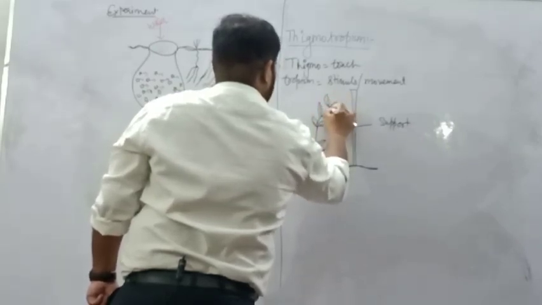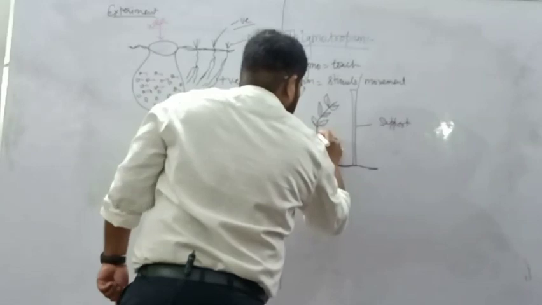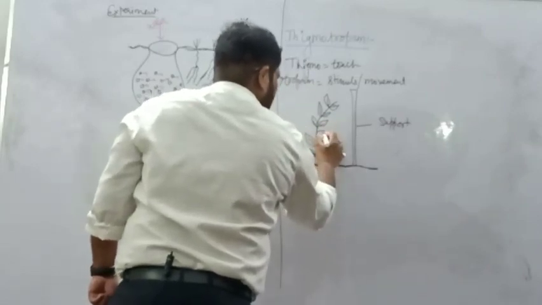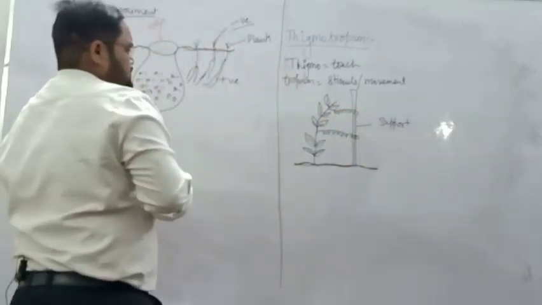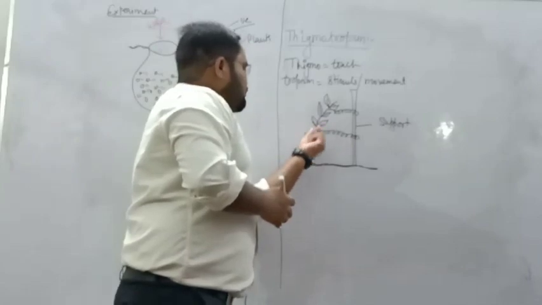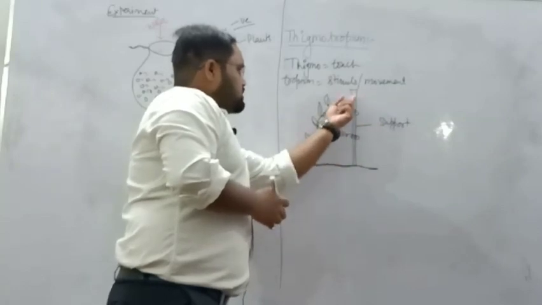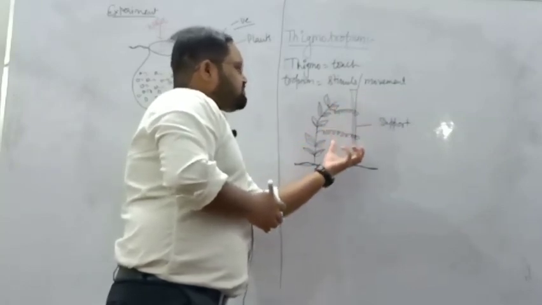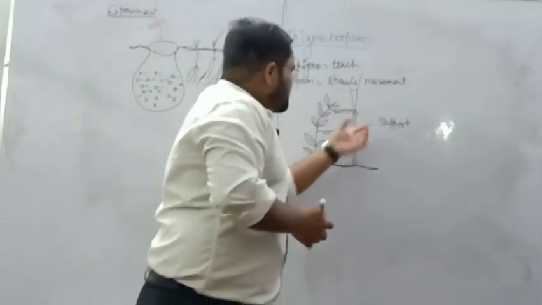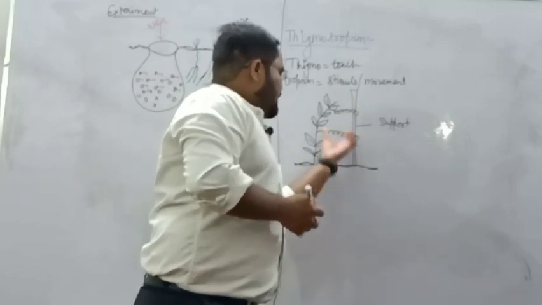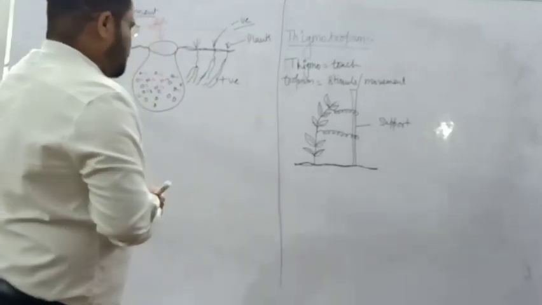Or the leaf will be modified into tendrils. This is the tendril. That leaf will be modified into tendrils, and the tendrils will attach to the support and coil around it tightly, so the plant becomes upright. This is called thigmo. Thigmo means touch response. So where the climber wants to touch, it will take place. So this one is thigmotropism.